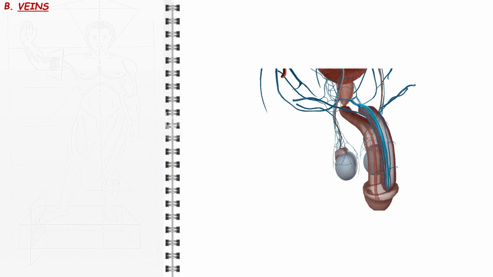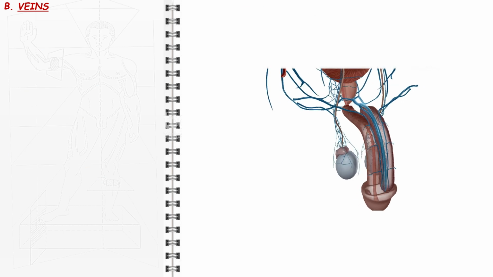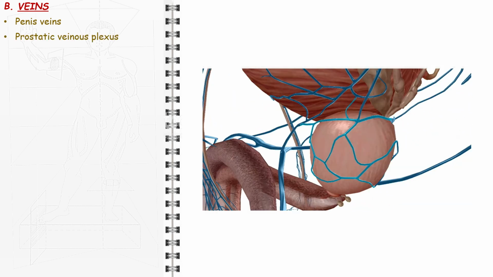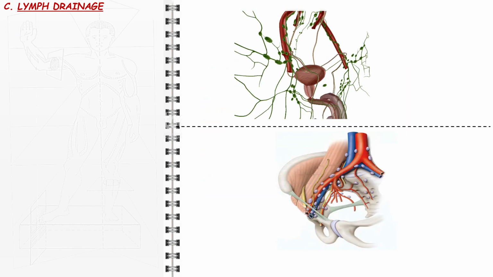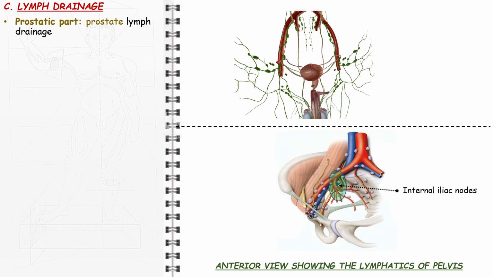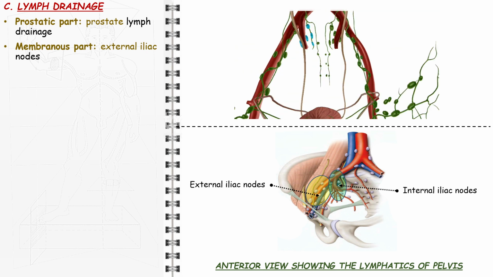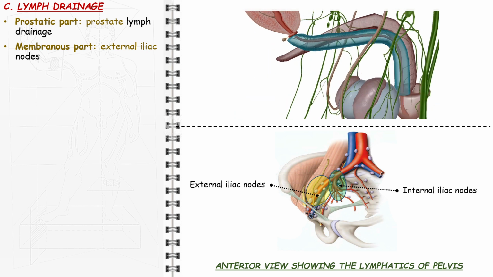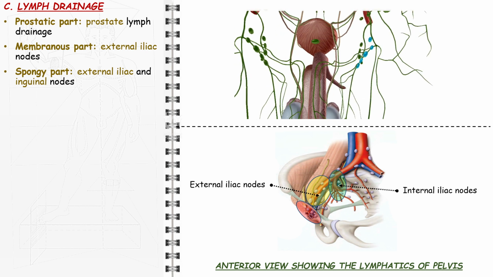The veins of the male urethra drain into the veins of penis and the vesicoprostatic plexus that flows into the internal pudendal vein. The lymphatics of the prostatic urethra drain into the lymphatics of the prostate, mainly the external iliac and obturator nodes. The membranous part drains into the external iliac nodes. The spongy part drains into the external iliac and inguinal nodes.